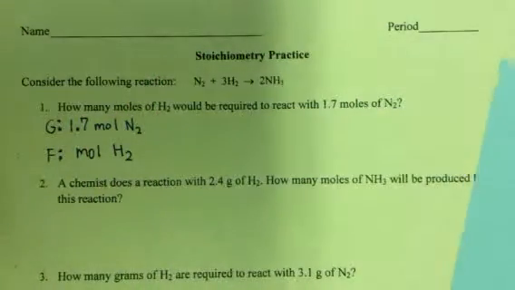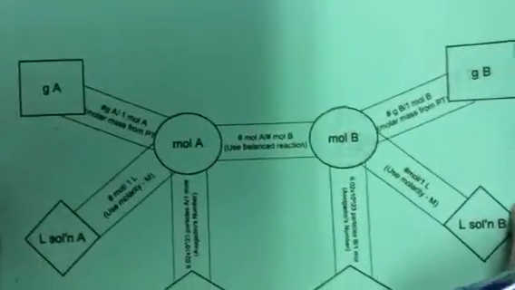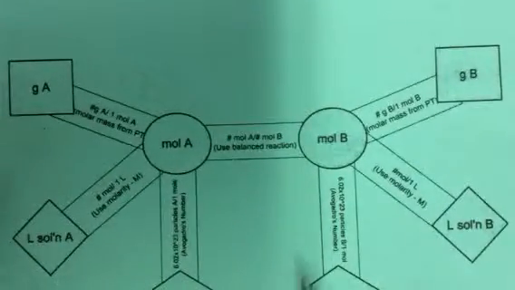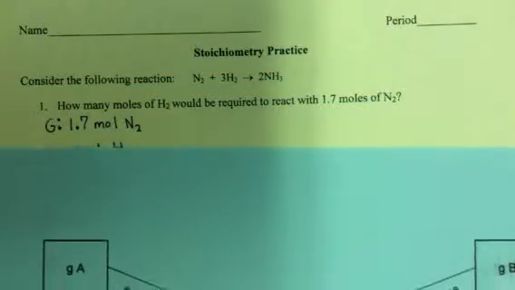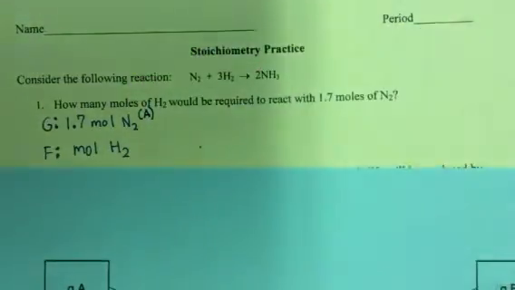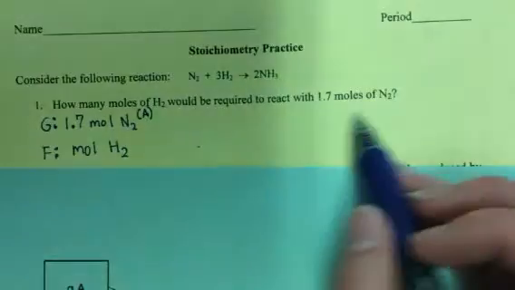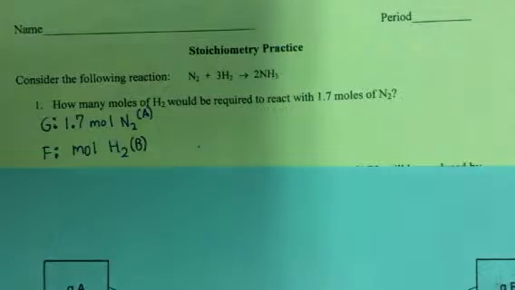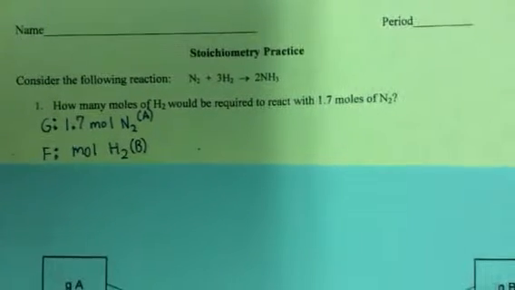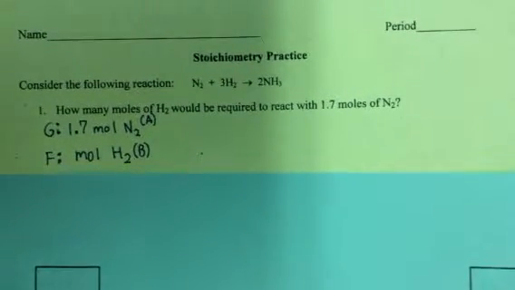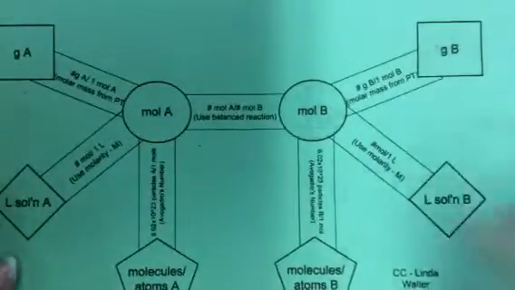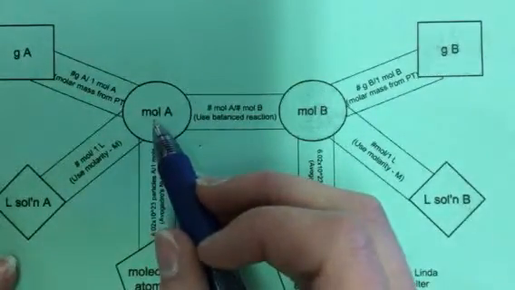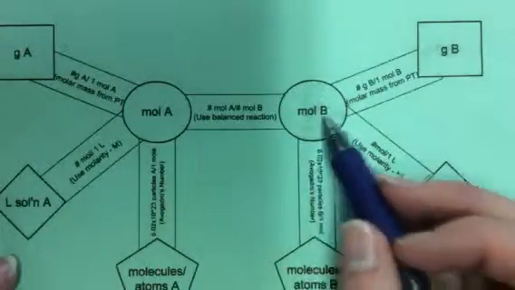Okay, now if we look at the map, we need to figure out where we are starting. So which circle our given is in. Now remember, the given is moles of N2. I'm going to say that N2 is molecule A. That's just an arbitrary letter. I'm just choosing A because N2 is what I'm starting with. And I'm going to say that H2 is molecule B. Okay, that's just another arbitrary letter. It's just B because I'm trying to end with that. So I am starting with moles of A, and I'm trying to get to moles of B.